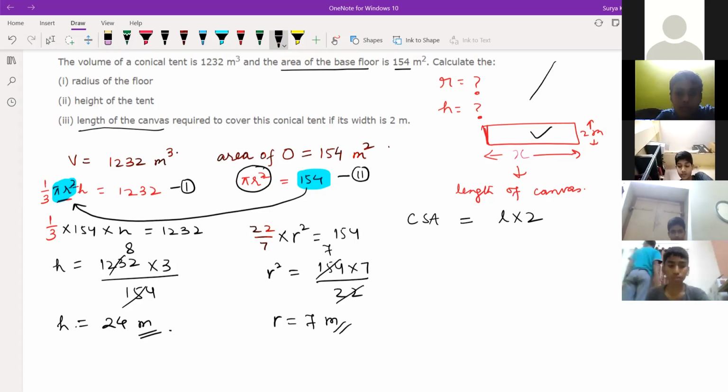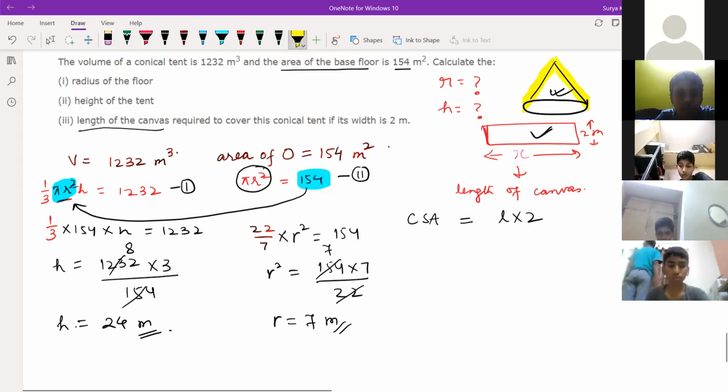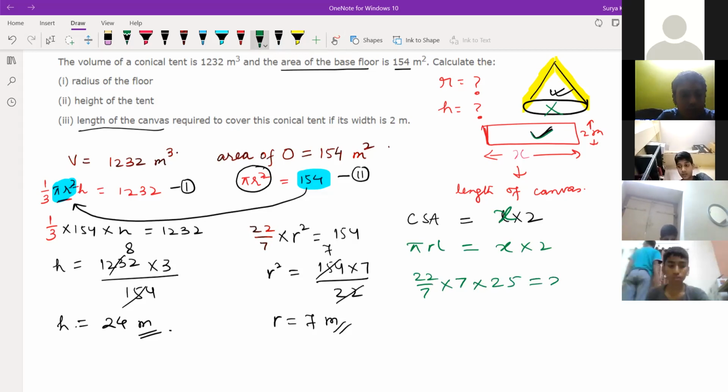By the help of this cloth only, we are going to make this cone. So only the CSA part we are using, because the tent is only this part. We don't want this base part, right? So the CSA of the cone is equal to the area of this canvas. So πrl is equal to x into 2. Pi is 22/7, radius is 7, l is 25, x into 2. 7, 7 cancelled. Then x is equal to 22 into 25 divided by 2, 11. Then what will we get? 275 meters of cloth is required. 275 meters of canvas is required.